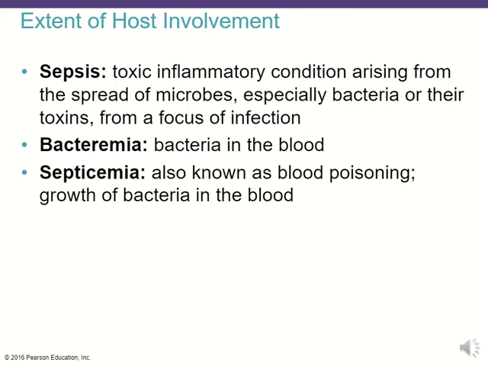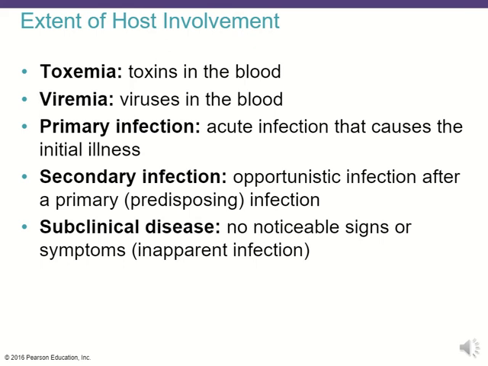Sepsis would be a toxic inflammatory condition which arises from the spread of microbes, especially in the case of bacteria or their toxins, from a focus of infection. Bacteremia is when bacteria are in the blood that should not be there. Septicemia, also called blood poisoning, involves the growth of bacteria in the bloodstream. Toxemia involves toxins entering or proliferating in the bloodstream. Viremia is a blood condition involving viruses.